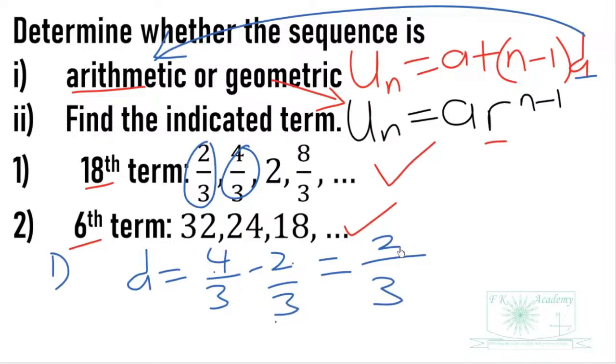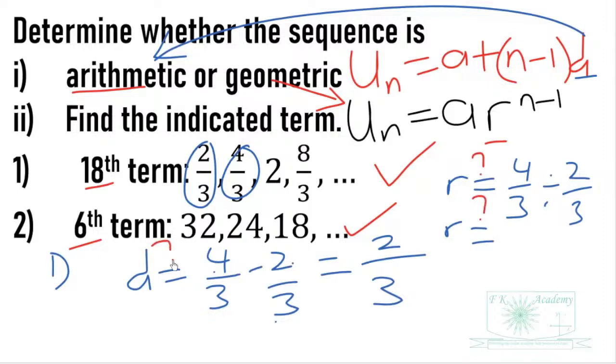Then let's say we are also finding the ratio. So r will be equal to 4 over 3 divided by 2 over 3. So we are checking whether it is a common ratio or a common difference. So we don't know yet. So this will give us 4 over 3 times 3 over 2. So you realize that 2 goes into 4 two times, 3 cancels itself to give us 2.